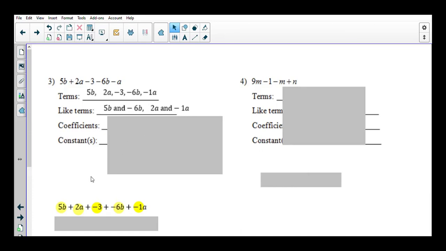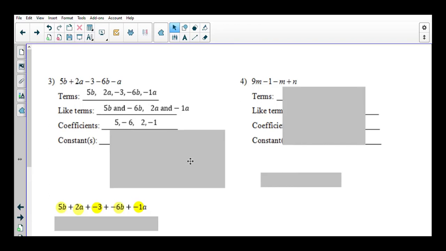Coefficients. We've got 1, 2, 3, 4 terms that contain variables. Let's take those numbers: 5, 2, negative 6, negative 1. And it doesn't matter what order they go in. You can see I have 5, negative 6, 2, negative 1. We do have a constant of negative 3 here, as it is a number that's by itself without a variable attached. Last one of these, number 4, 9m minus 1 minus m plus n.